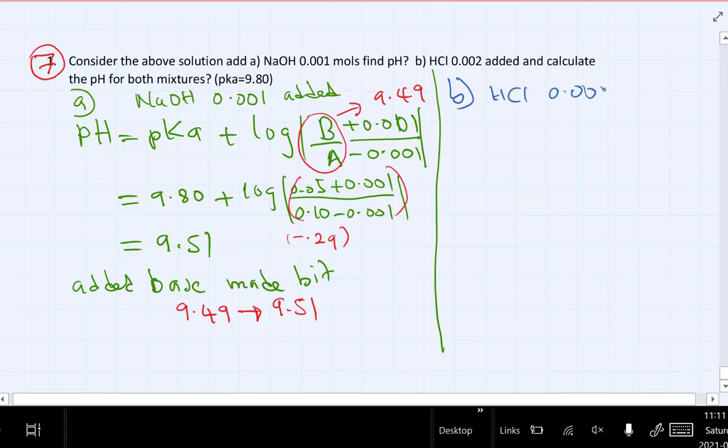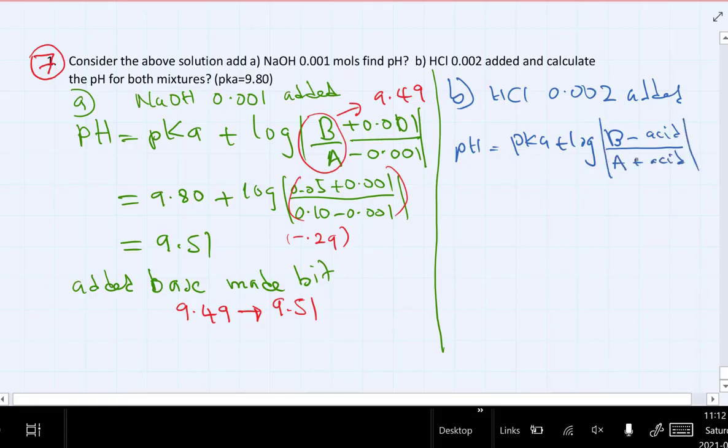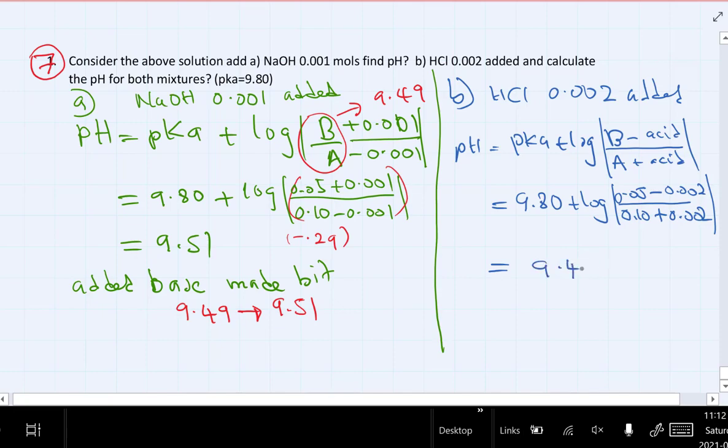Okay, part B of the same question: add HCl, strong acid, 0.002 moles. Go back to the original Henderson-Hasselbalch. This time it's a strong acid, so subtract the amount from the base and add the mole amount to the acid. Don't worry about the total volume, because that cancels out from top to bottom, right? So 0.001 minus 0.002 for the base, and 0.002 added to the acid. Solve within the brackets first, take the log value, and add it to the 9.80.